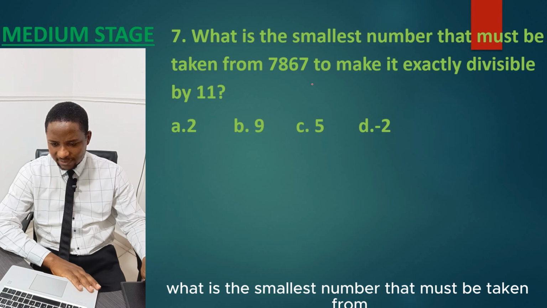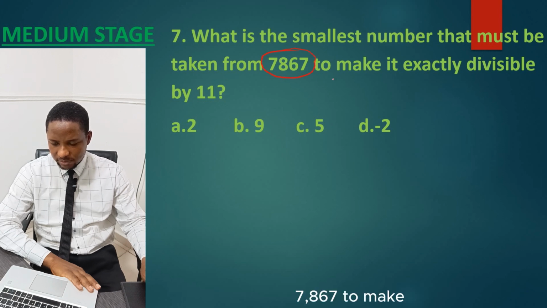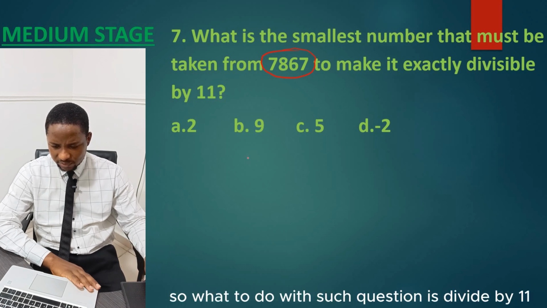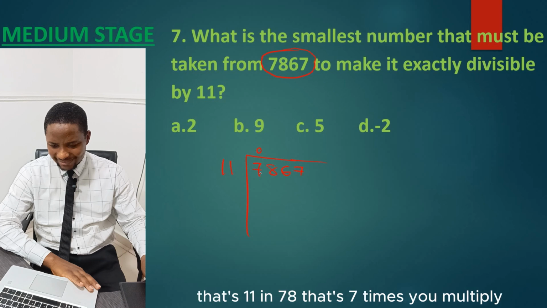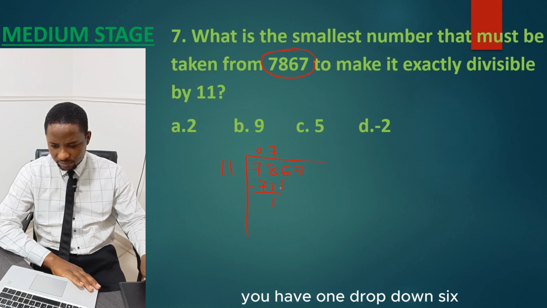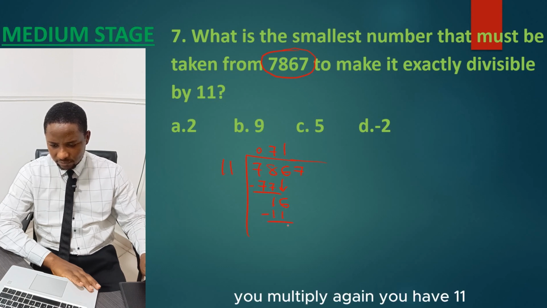What is the smallest number that must be taken from 7,867 to make it exactly divisible by 11? So what to do with such a question is to divide by 11. So divide 7,867 by 11, and here you have 0, because 11 cannot go in 7, but join the two digits together. That's 11 in 78, that's 7 times. You multiply, you have 77, you subtract, you have 1, drop down 6, and it turns to 16. It can go 1, you multiply again, you have 11, you subtract, you have 5, drop down 7, 11 in 57 can go 5 times, multiply, you have 55, and when you subtract, you have 2.